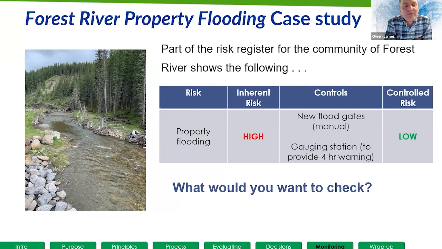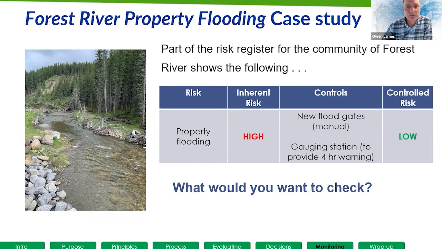So we've got a risk register for a community, and this is a very, very simplified risk register. Fundamentally the same thing. This is what it's showing. There is property flooding. So we know that there could be property flooding. We've identified that as a risk. It's a high risk. Don't know what the number is, it's just a high risk. We know we have some controls in place. So we have some floodgates that are further upstream.